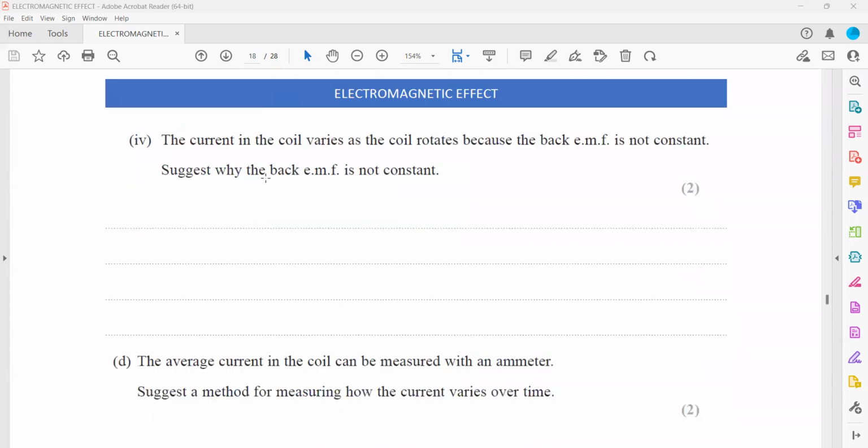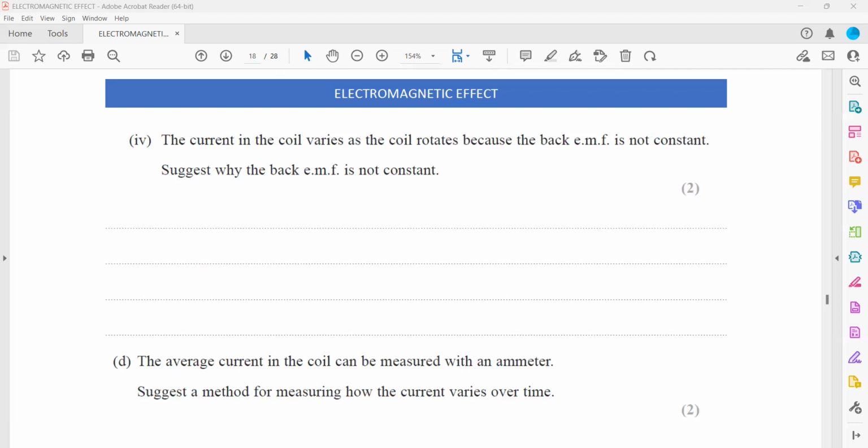In the fourth part, the current in the coil varies as the coil rotates because the back EMF is not constant. So just why the back EMF is not constant. So what is the reason? Because when the coil is rotating, the angle of the wire or the velocity changes. Like in some cases it is exactly perpendicular, in some cases it's less than 90 degrees. So the wire cuts the magnetic field in opposite direction at every half. So rate of change of magnetic flux also changes.